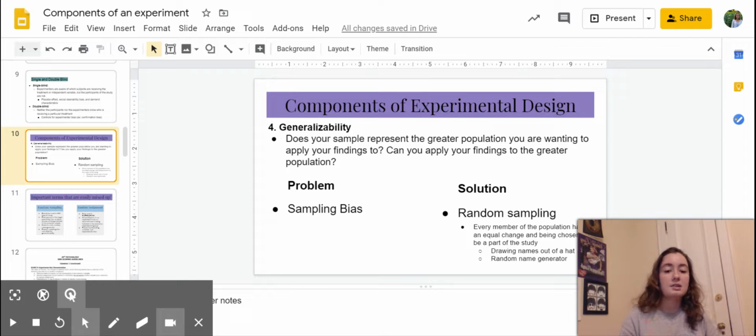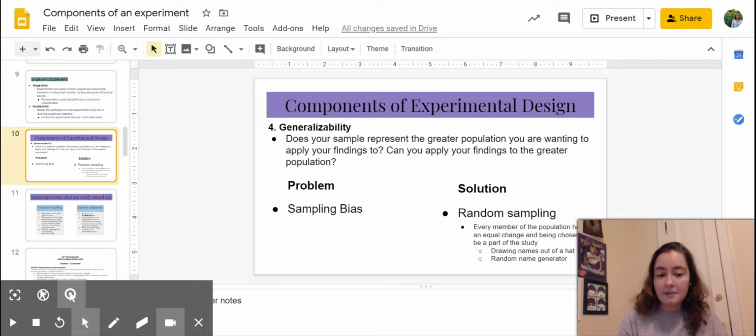This can be achieved by doing something like drawing names out of a hat. So you have your overall huge population, and every single name is included in that hat, and you're going to draw like 20 names out. So every single person has an equal chance of being a part of your study, of being a part of your sample.